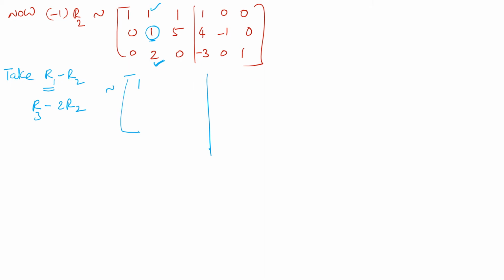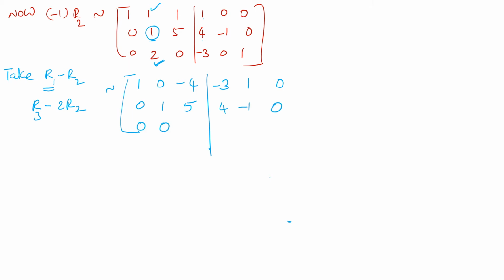This becomes 1, and this reduces to 0, right? R1 minus R2, so 1 minus 5, this becomes minus 4. Next one, R1 minus R2, this is minus 3. Next 1, next 0. Coming to the second row, there is no change in the second row, so as it is. Third row, there is a change.